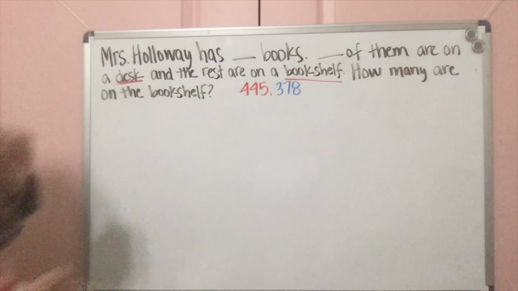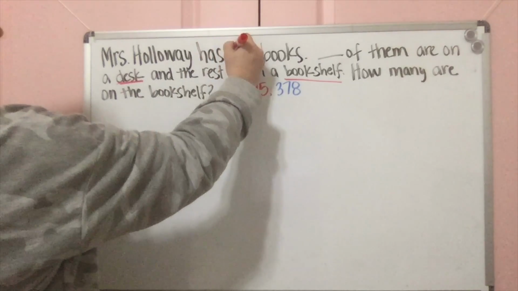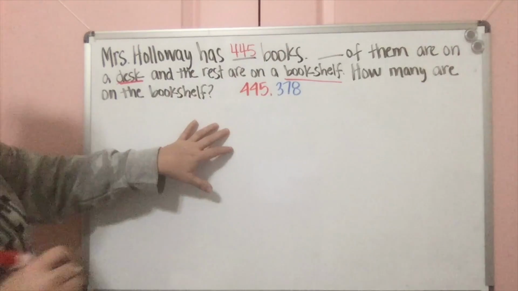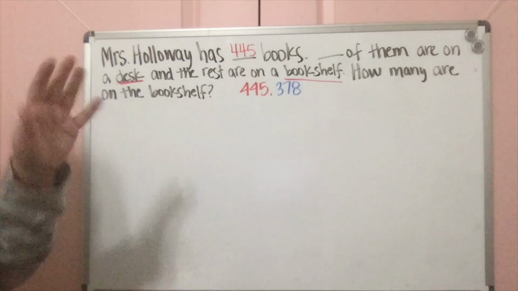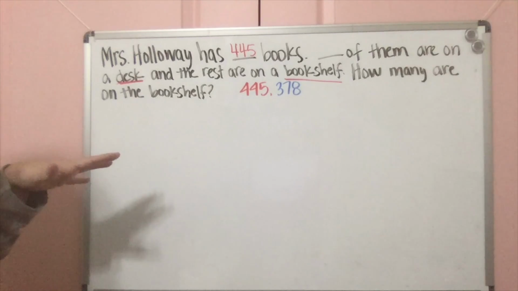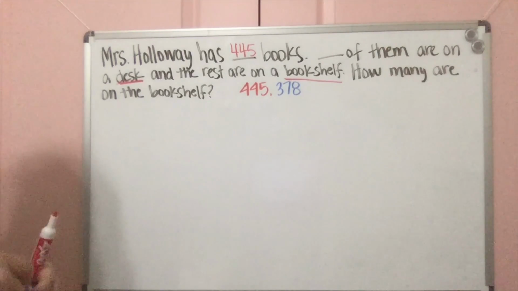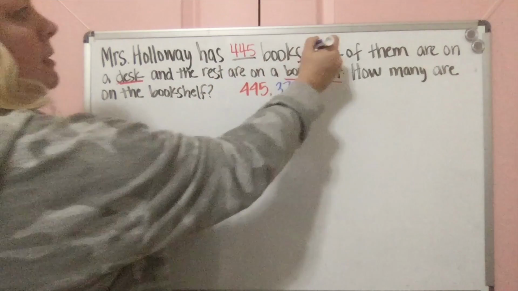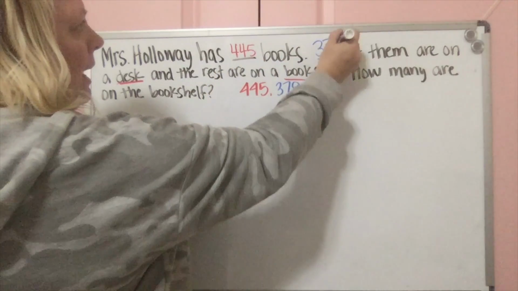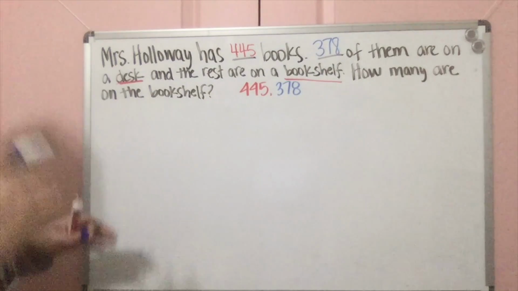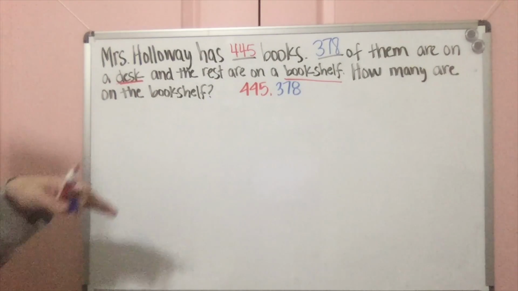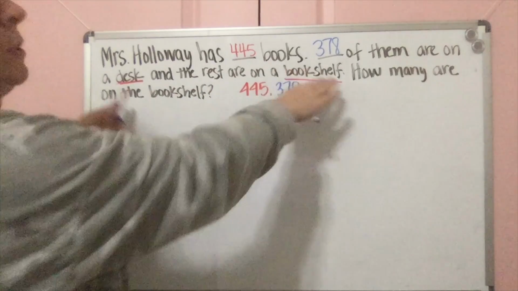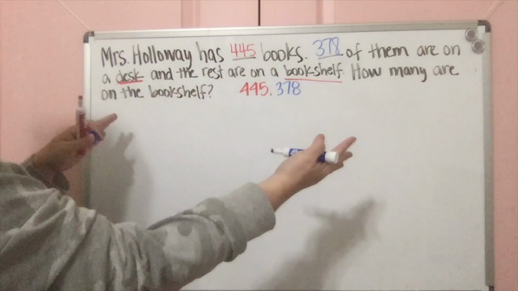So first of all, she has 445 books. 445 books. Okay, that's all she has in all. Some of them are on a desk. So of these 445 books, 378 of them are on a desk. And the rest are on a bookshelf. So it wants to know how many are on the bookshelf.